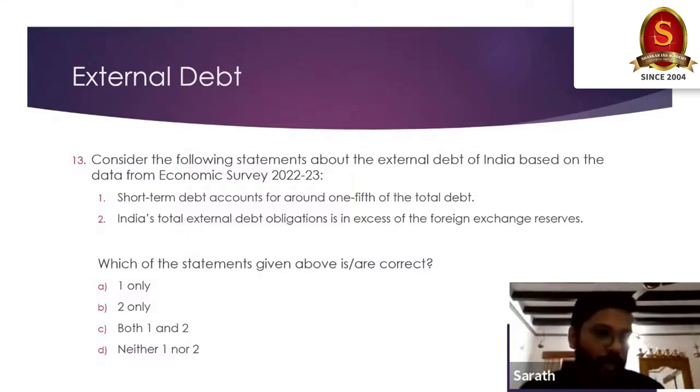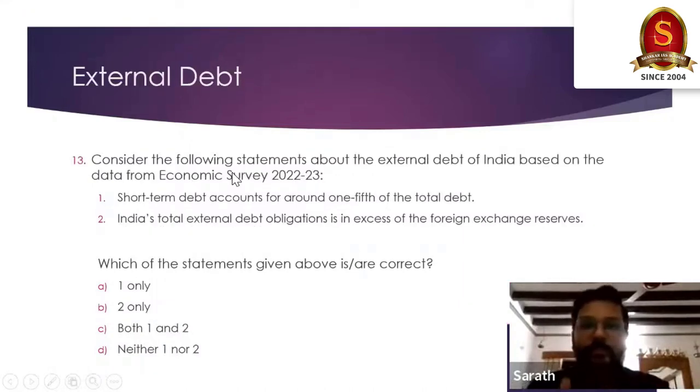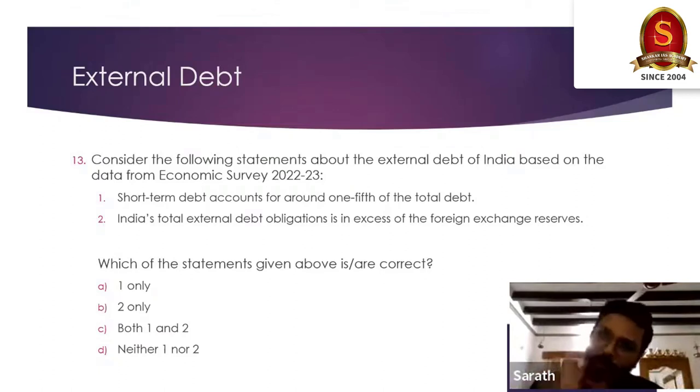See, Kirtik, the question is, consider the following statements. So what is Kirtik's question here is, here short-term debt accounts for around 1/5 of the total debt, right? So, total debt. The question is it total debt of the country as a whole or is it total external debt alone? You don't have to worry about that because look at the question. The question says, consider the statements about external debt of India, which means both the statements are about external debt. Which means what they refer to as total debt here is total external debt of the country. If it is ambiguous, this is how you have to make sense of it.